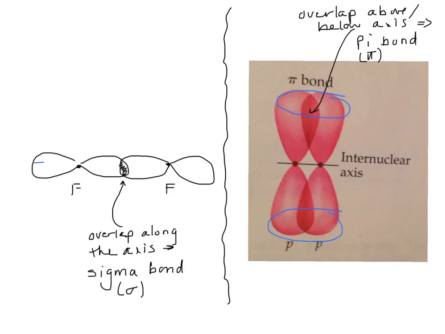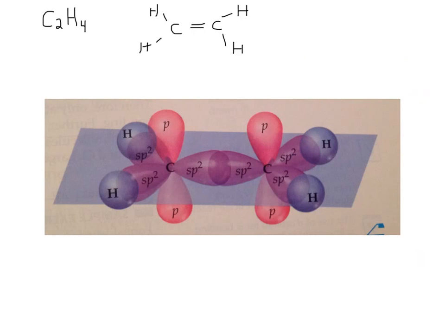Sigma bonds occur right along the internuclear axis, the axis between the two nuclei. But here are your nuclei, and here's your internuclear axis, and these two electrons are bonding above and below. In a molecule of C2H4, I'm going to make these sigma bonds blue. These are your single bonds, okay? These are all single. That's this overlap right here. These overlaps right here occur between the carbons and hydrogens. Okay, those are single bonds or sigma bonds.